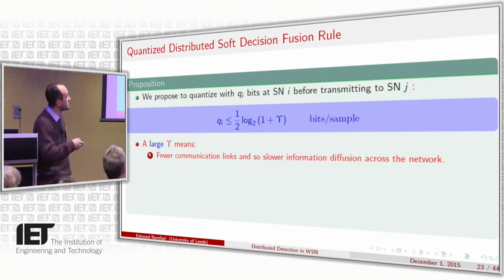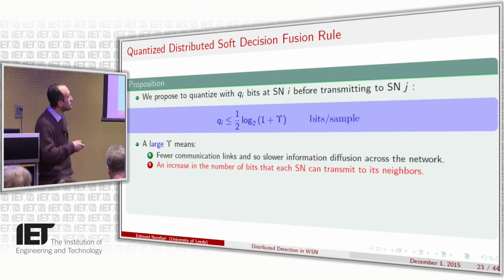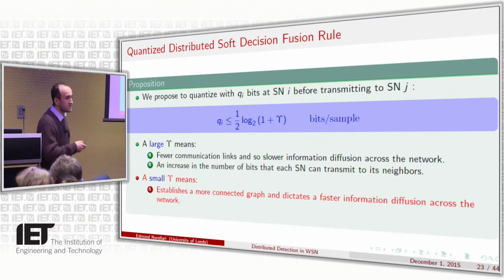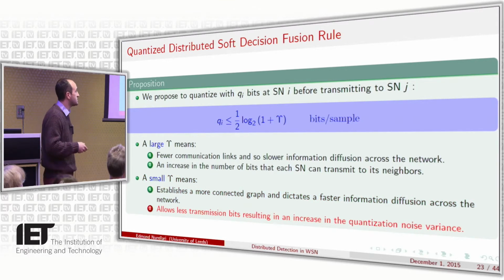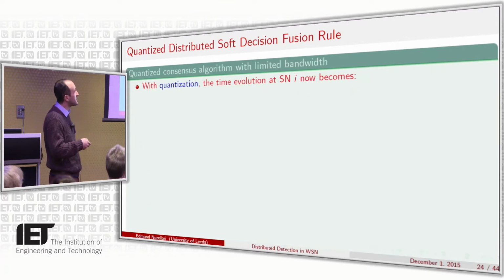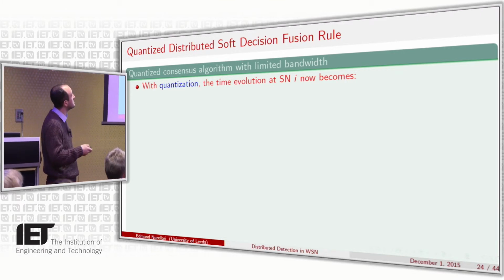And here we introduce the channel capacity, but again we make a trade-off between the communication links and the number of bits that we transmit. A larger threshold, which actually defines the communication topology, introduces a slower information diffusion across the network. So we'll have fewer communication links among the sensor nodes, but the number of quantized bits will be higher. A smaller gamma means we'll have a more dense, connected graph and dictates a faster information diffusion across the network, but allows fewer transmission bits. So there is a trade-off in how we select this optimum threshold, and the simulation results will be looking at this parameter.